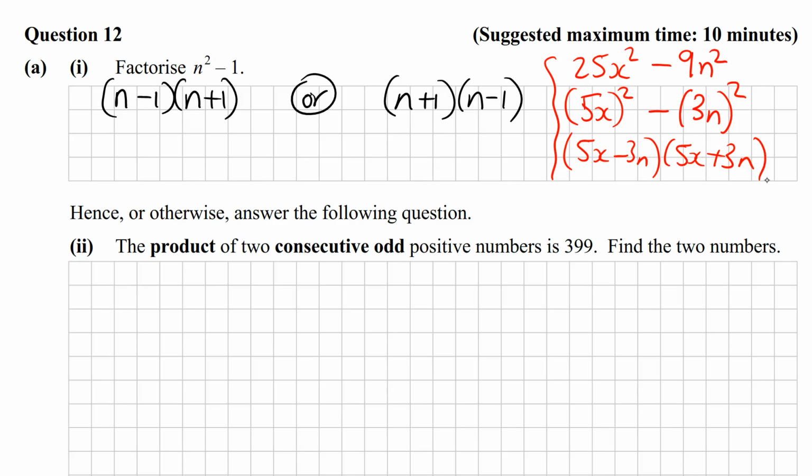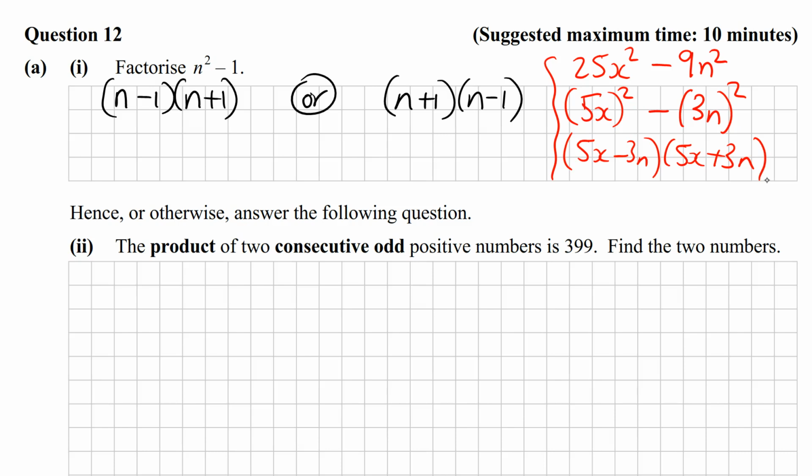Okay, the product of two consecutive odd numbers is 399. Find the two numbers. Now, why do you reckon they asked you part 1? Exactly. It follows on because if you use n minus 1 and n plus 1, how much is between those numbers?